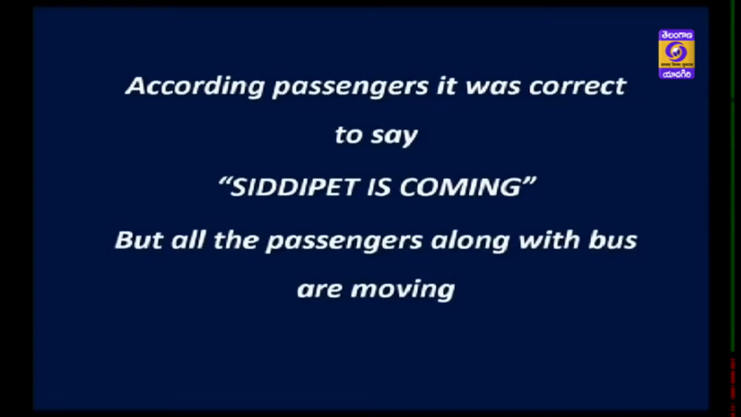For these passengers, when they are travelling in the bus, the places appear to be coming and going, and hence for them it was right. But for us, Siddipet neither comes nor goes. According to the passengers, it was correct to say Siddipet is coming. This is because all passengers along with the bus are moving.